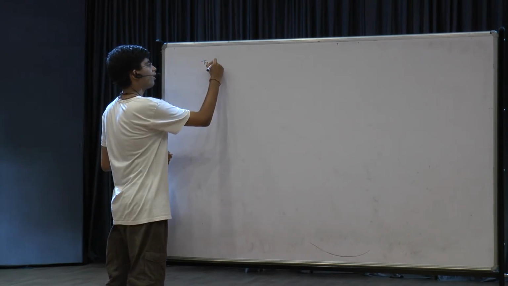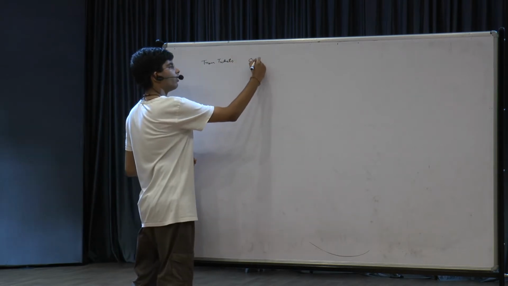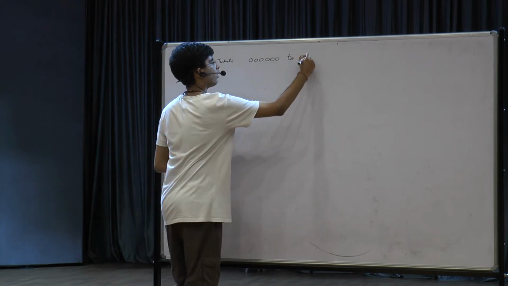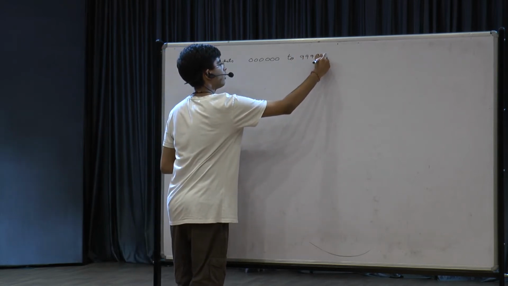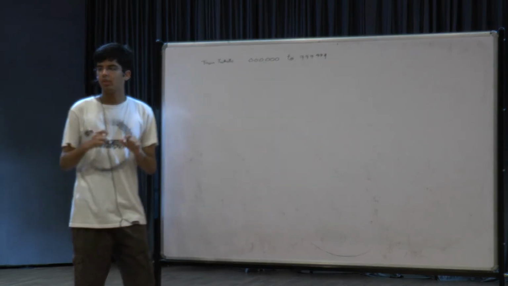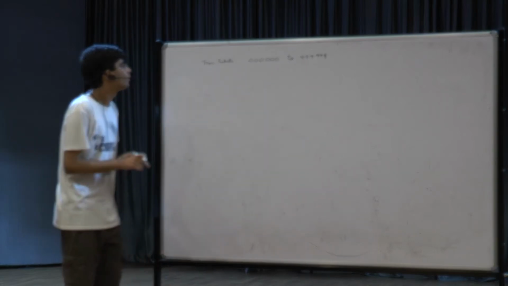So you have some tram tickets labeled from 000000 to 999999. So all 6-digit numbers, including zeros everywhere. So 0 in the first digit is allowed. So all possible combinations of 6 digits.